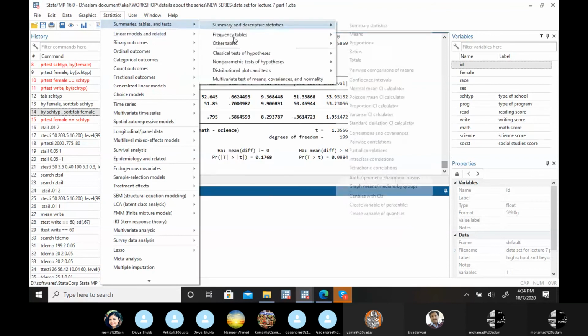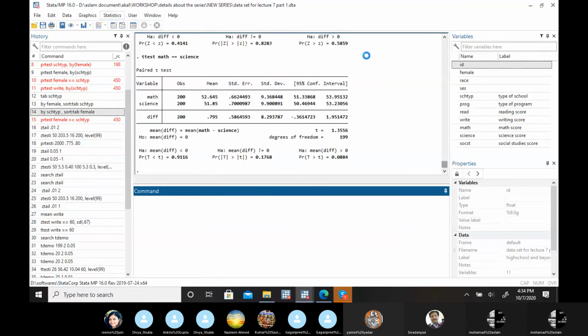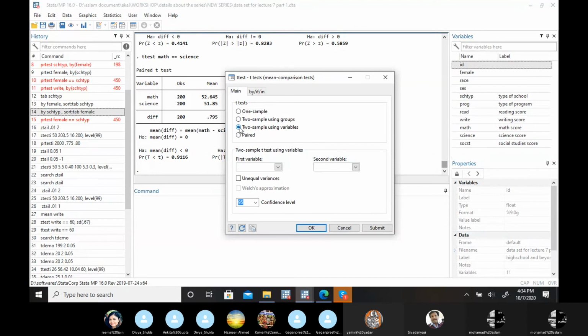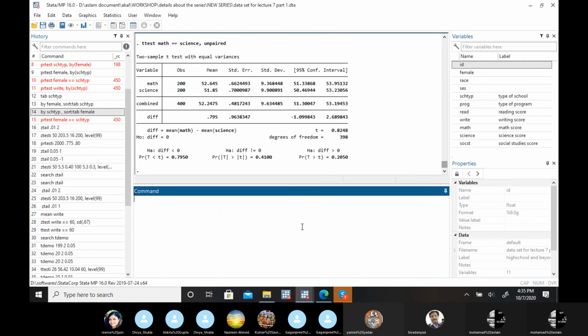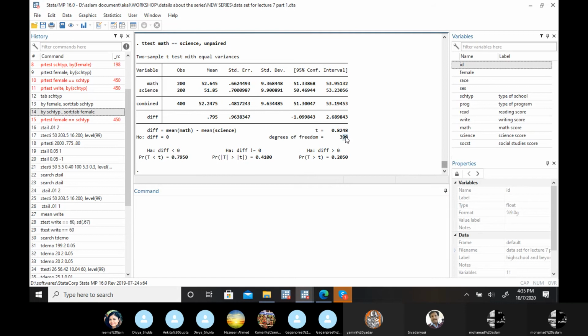If you want to use this particular option, two sample using groups, this is actually for unpaired data. Let me show, although I don't have any data set here that is unpaired. So if you do the same exercise with this, let me show you the difference. The difference you can see from this particular value, 398, means they counted it twice: first 200 observations for the math, then 200 observations for the science.